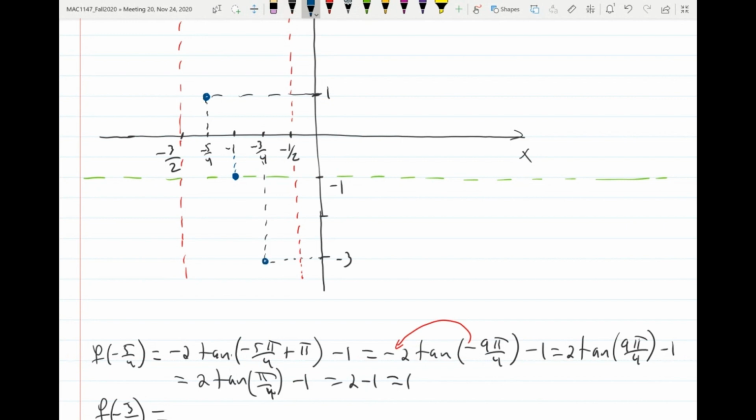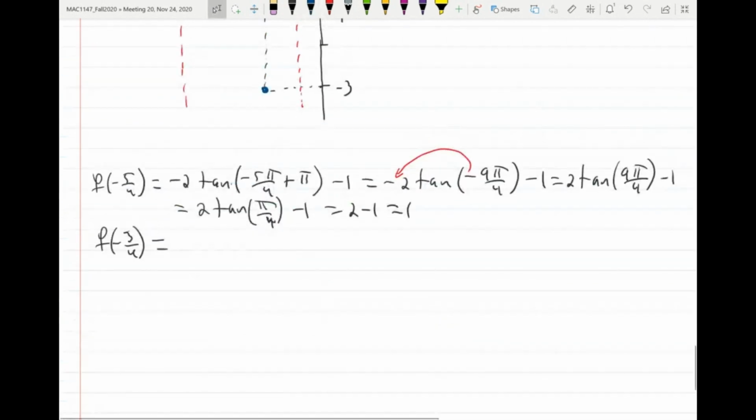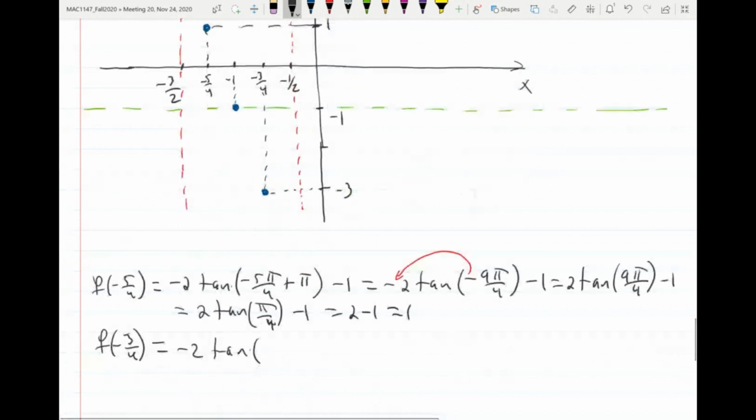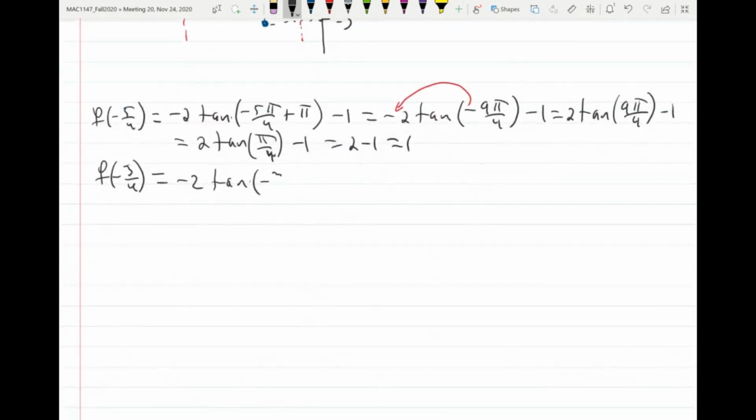Right here. We need to go 2 units down. Okay, but anyways, let's verify it so you convince yourself. So it will be -2 times tangent of, we're plugging in -3/4. So that's -3/4 pi plus pi minus 1. So we get -2 tangent of, so what is this? That's 4π/4.